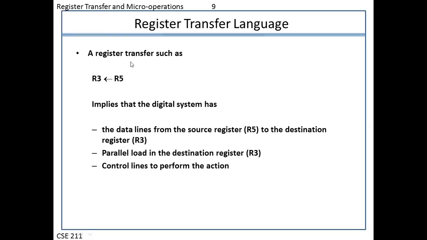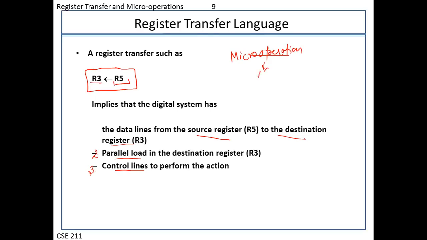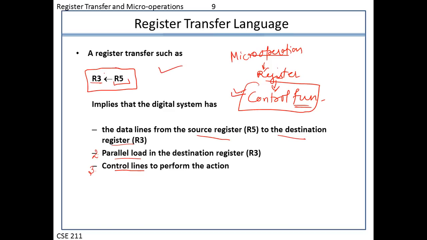Furthermore, I can define the register transfer in such a way, as I was explaining before, that the R5 register, being the source register, is able to transfer its data to the destination register, which is R3. The second point is that the data will be loaded in parallel to the destination register. The third point is that some control lines will be used. How am I controlling this operation? Any micro operation that we want to perform on the register is always controlled by control functions or control signals. This is very important to understand. Even if I write here that R5 is transferring the data to R3, exactly it is not the same. So let's understand these control functions now in detail.